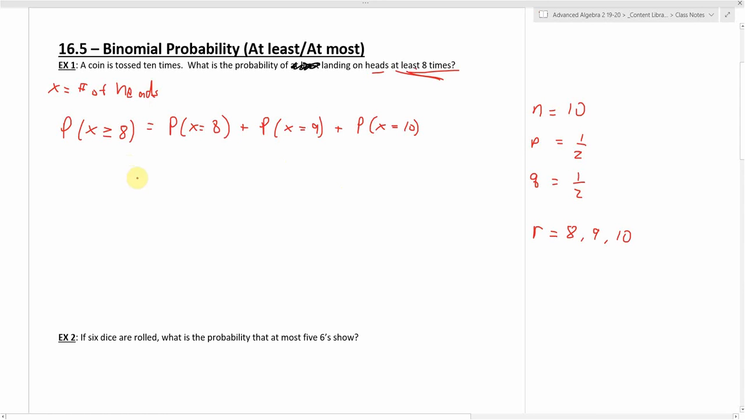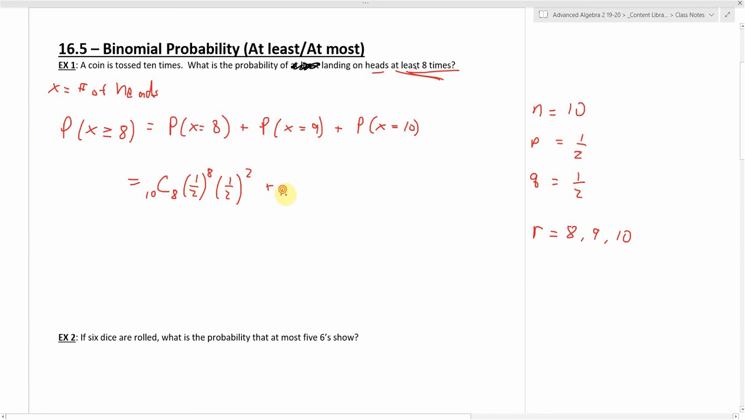So we need to find all 3 of those probabilities and add them together. The probability of getting exactly 8 heads, as we learned in the previous section, is a combination with the number of trials on the left and the number of successes on the right. So we want 10c8 times the probability of success raised to the number of successes, times the probability of failure, which is also 1/2, raised to the number of failures. So we have 10c8 times 1/2 to the 8th power times 1/2 to the 2nd power. That's the probability of getting exactly 8 heads.